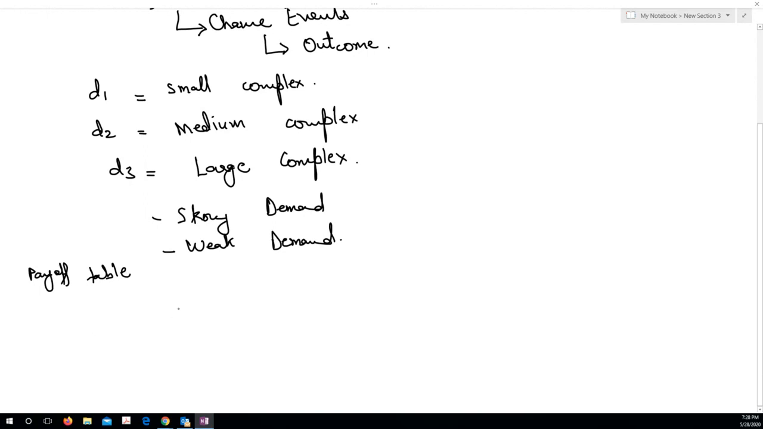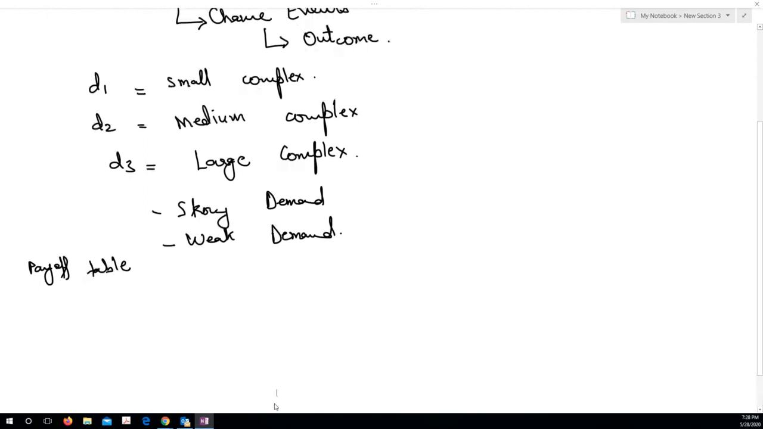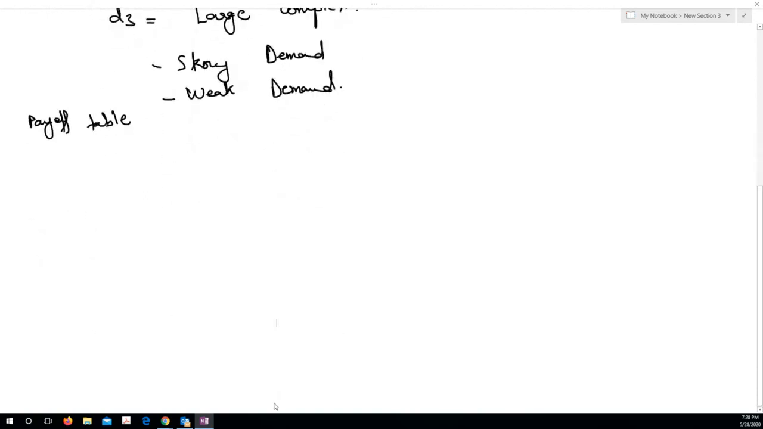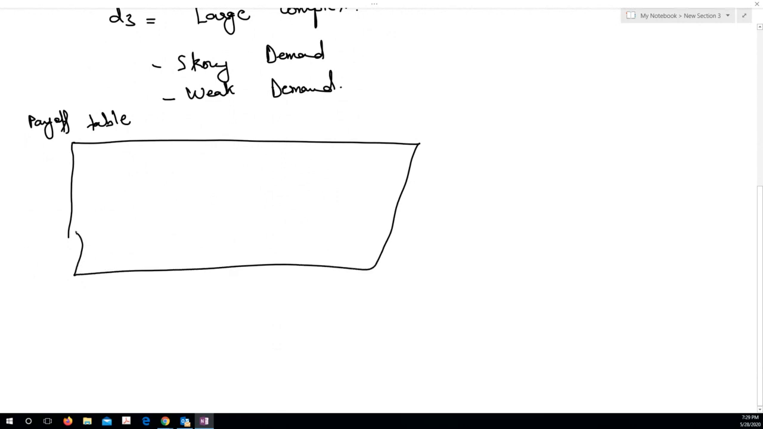And this table is like, I'm just trying to create more space here. All right, so the first thing is here we have alternatives.